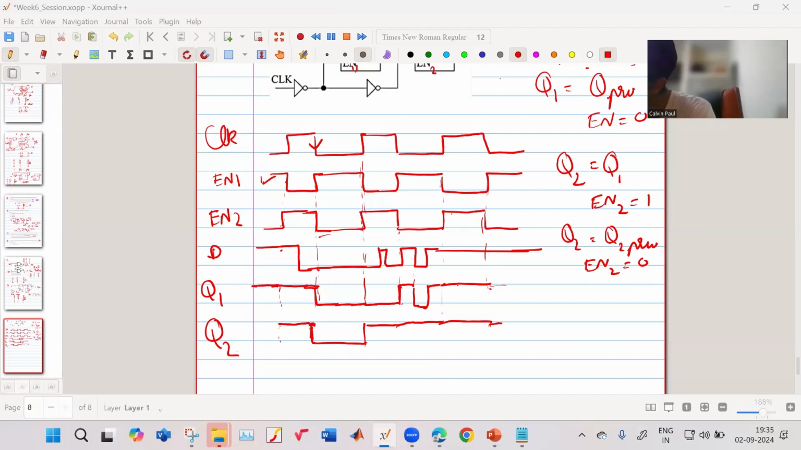Sorry, there was a mistake here. When enable 2 is high, Q2 is equal to Q1, so it will continue to remain at this. When enable 2 goes low, it will store the previous value. It will go high. So at this edge, that value will store. Let me just totally change this a bit, as this is causing the confusion.